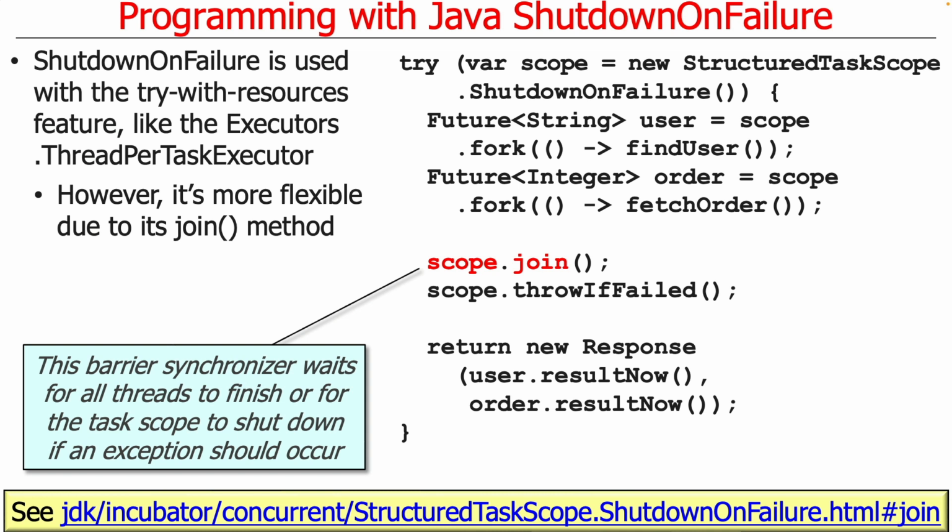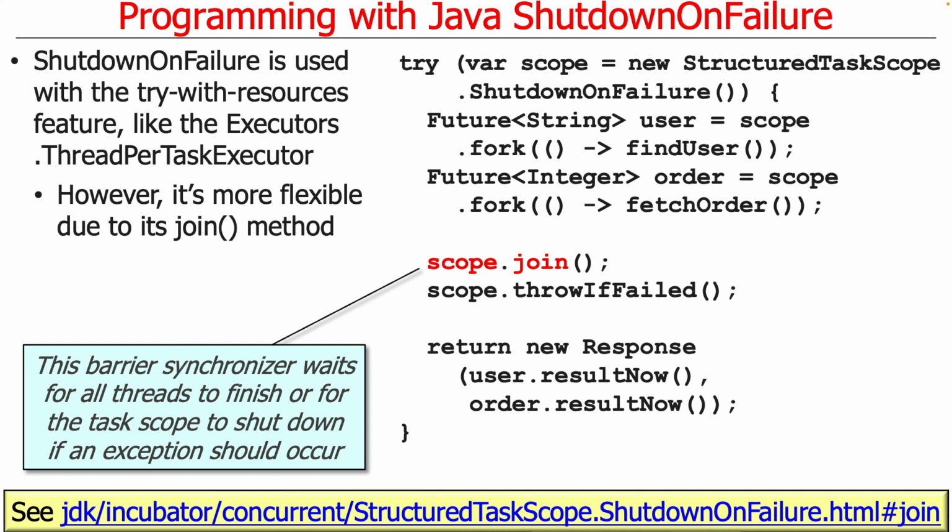And this is more flexible, as you'll see, than the executor's thread per task executor, because it's got a join method. Remember, with the executor's thread per task executor, you had to wait till you hit the close curly brace for things to finish. Well, here we can be a little bit more granular, more fine-grained, and we can say scope.join. And what this says is, wait for all the threads to finish, or for the task to shut down if an exception should occur.